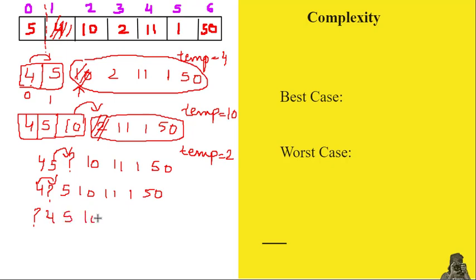4, 5, 10, 11, 1 and 50. So now here is the blank space. So we can easily insert the 2 here. So now 2 will be inserted here. This is our sorted array. So now we are left with 3 elements in our unsorted array.